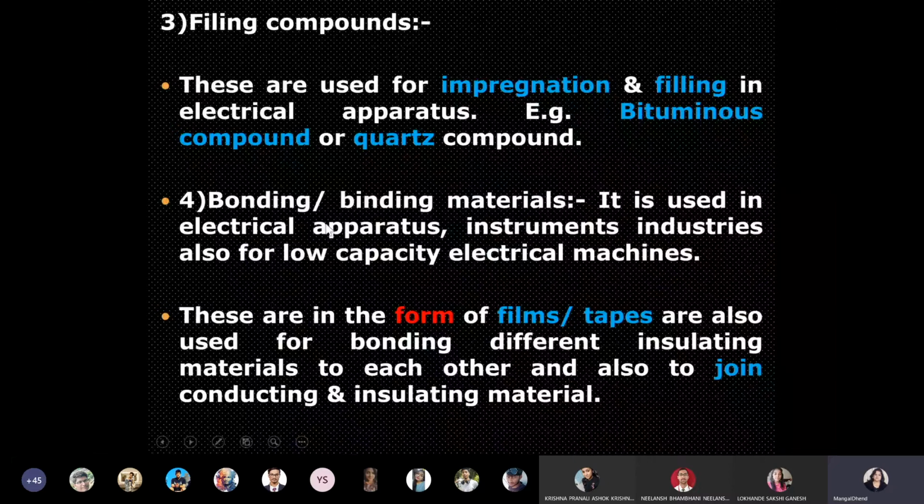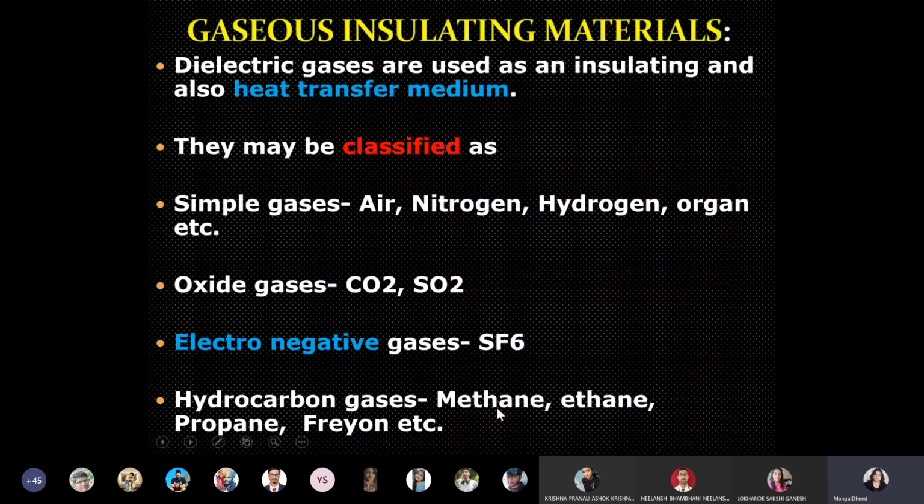Then bonding and binding materials. It is used in electrical apparatus, instruments, industries, also for low capacity electrical machines. Means for low voltage it will be used, not for high voltage. These are in forms of films and tapes. I told you the example of insulating tapes. So for bonding and binding, tapes are used. Now which material is used for bonding insulating materials to each other, means joining insulating materials.